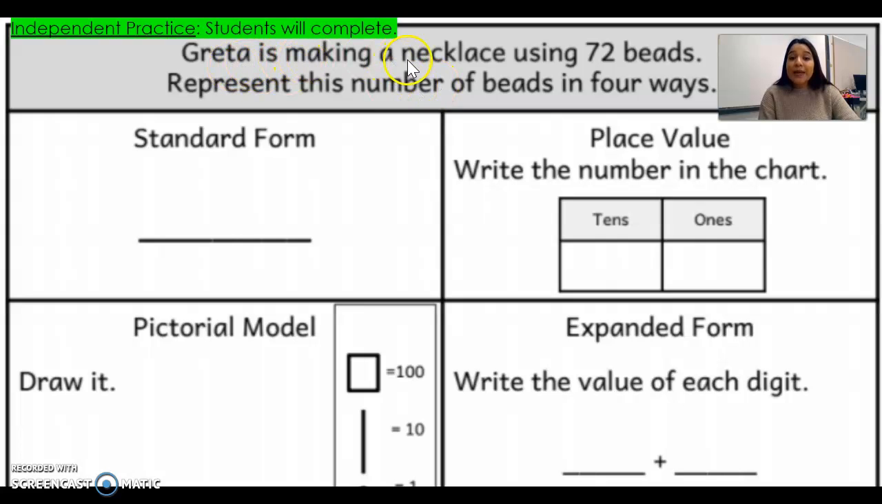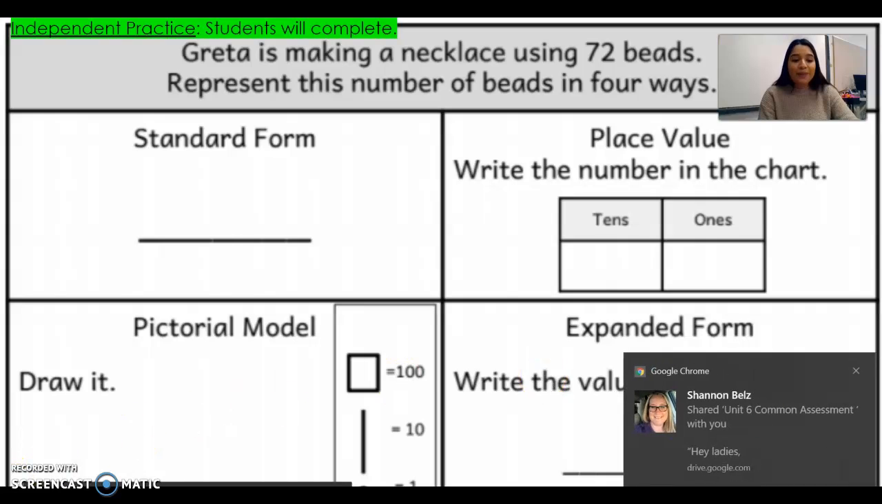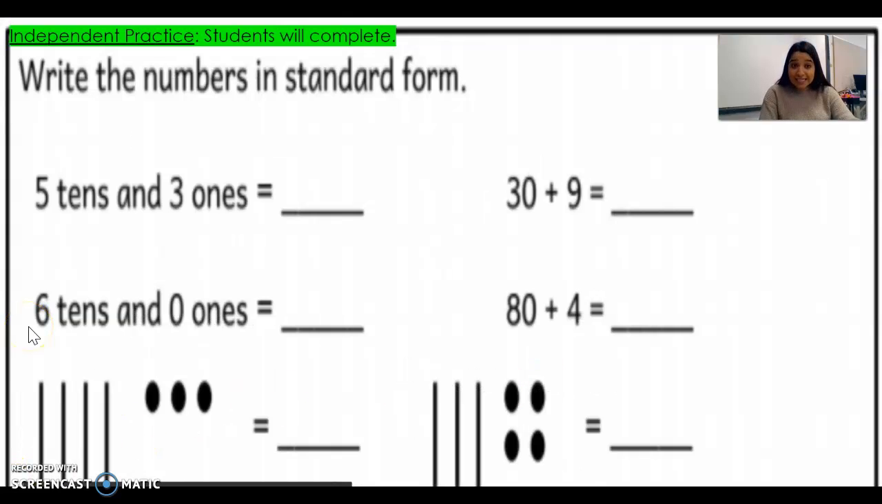Greta is making a necklace using 72 beads. So what number are you going to represent 4 different ways? 72. Awesome. So you're going to represent 72 in standard form, place value, pictorial model, and expanded form. Then for your next activity, you will write the numbers in standard form.